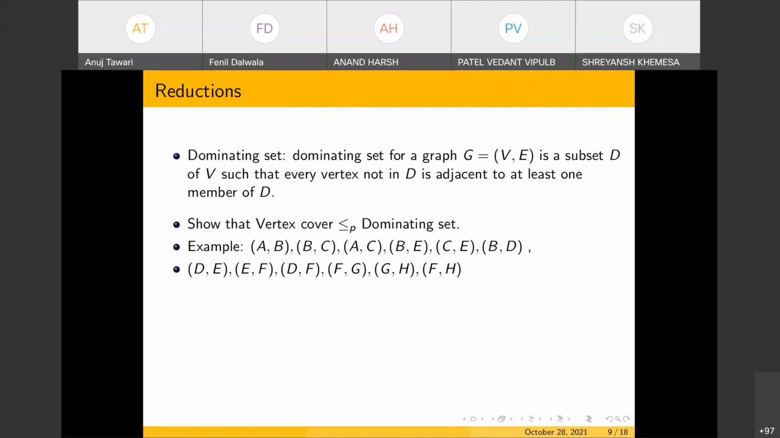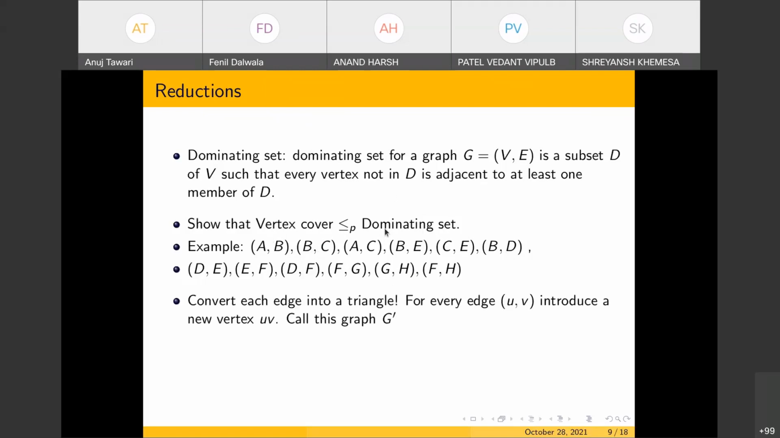And there was one idea we were discussing, which was to convert each edge into a triangle. So all these edges, A comma B, B comma C, A comma C, instead of that we will have a triangle. So for every edge U comma V, we'll introduce a new vertex UV and connect it with both U and V.